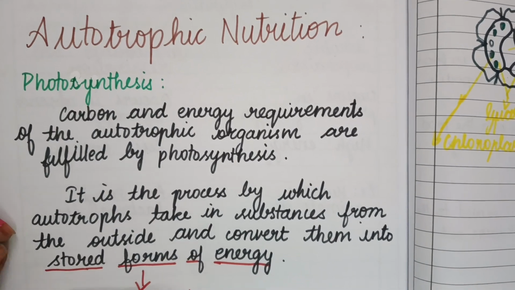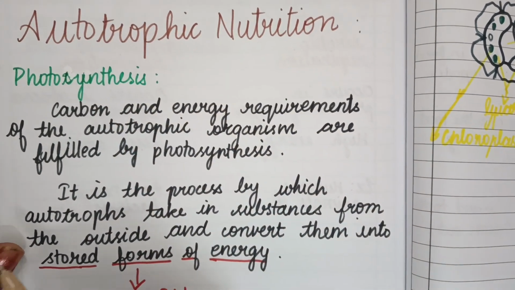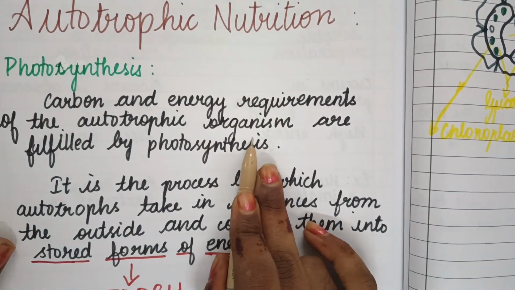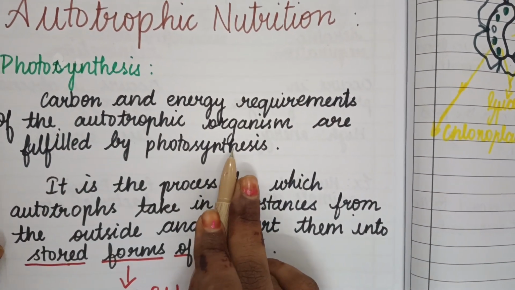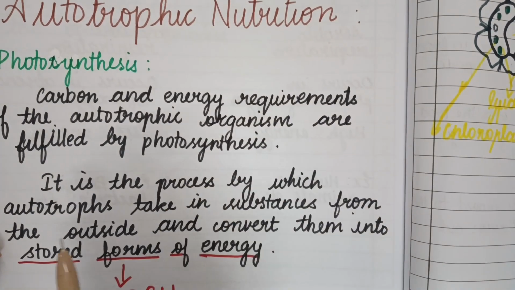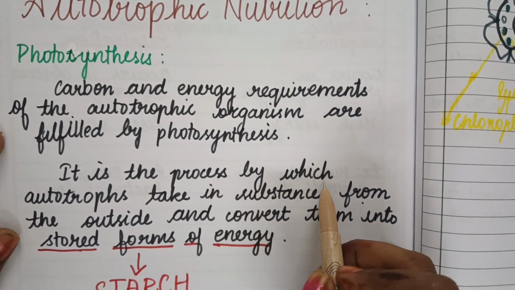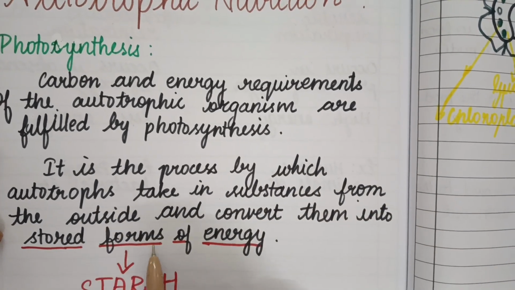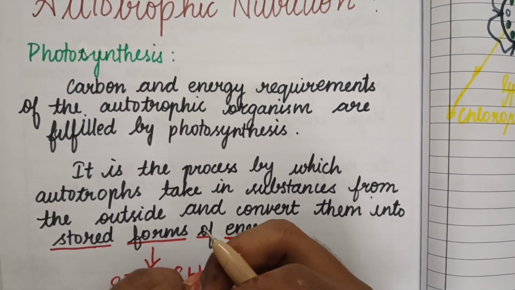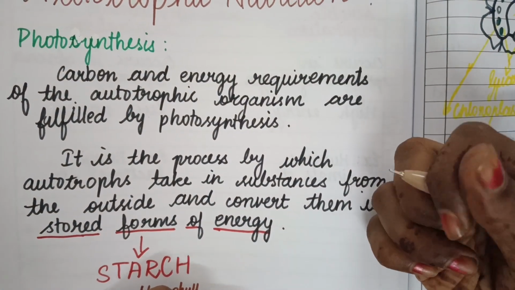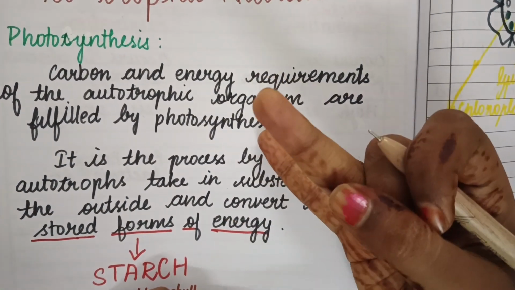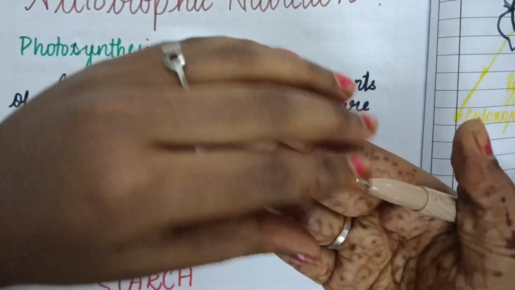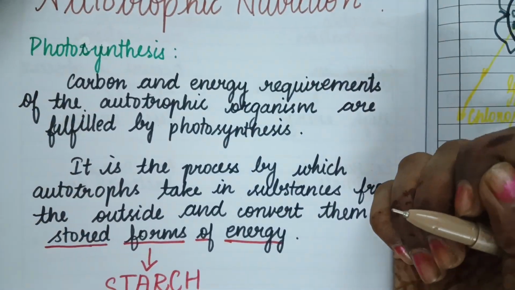How do plants prepare their own food? They prepare it by the photosynthesis process. Carbon and energy requirements of the autotrophic organism are fulfilled by photosynthesis. What is photosynthesis? It is the process by which autotrophs take in substances from the outside and convert them into a stored form of energy. So what are the raw materials for photosynthesis? Carbon dioxide, water, in the presence of sunlight and chlorophyll, are necessary for photosynthesis.